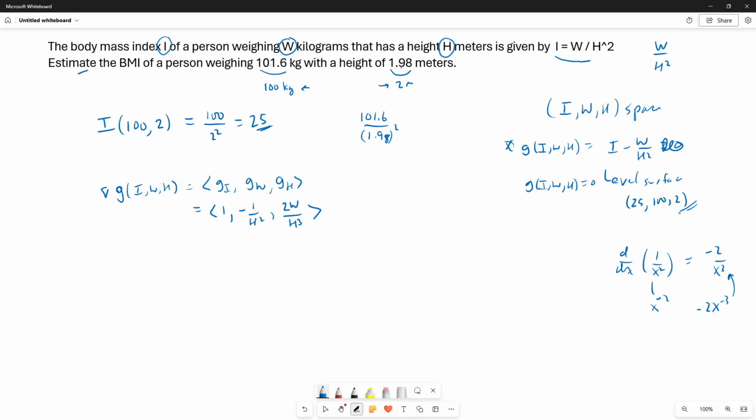And if we want the tangent plane at this point, then we want the gradient vector at the point 25, 100, 2. So we have I, W, H. So this is just a 1. So that's just going to stay a 1. Negative 1 over h squared, H is last, so negative 1 over 4. 2 squared is 4. And then 2W over h cubed. This one's W. 2W is 200, divided by h is 2, cubed, that's 8. 2 cubed is 8. And 8 goes into 200 25 times. So this is our gradient vector.